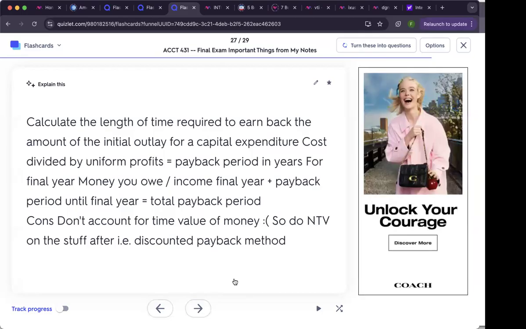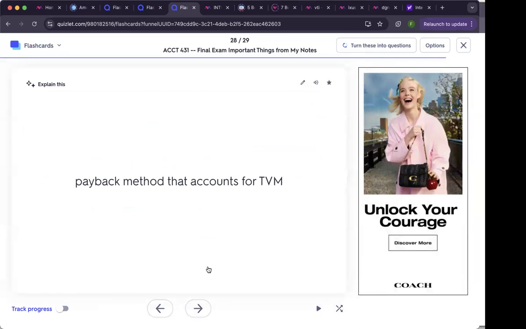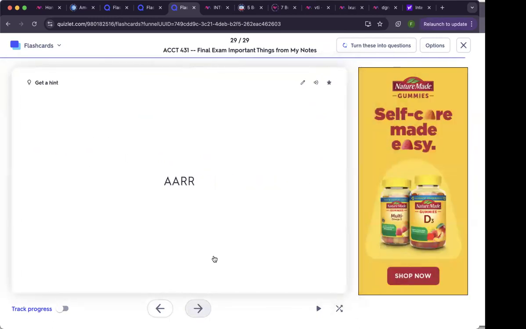Cons here, it doesn't account for the time value of money. So you would want to do the NPV on the stuff afterwards. And that's basically what the discounted payback method is, which is our other method for the payback methods that actually accounts for time value of money.